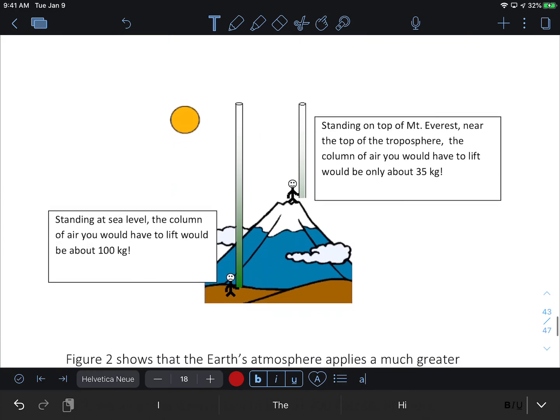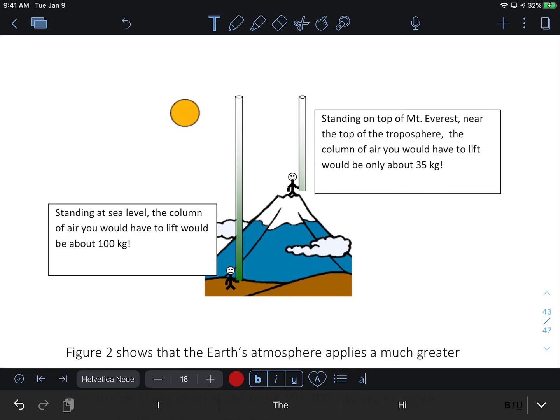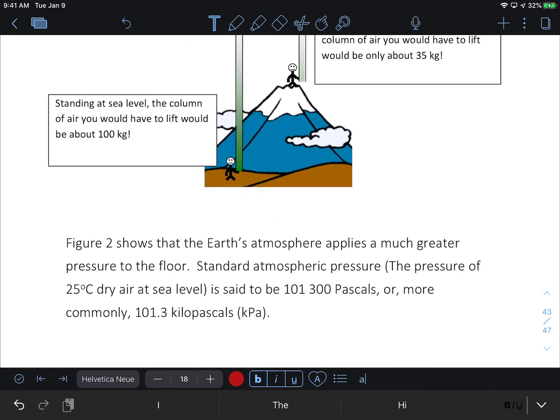So here's an example of what we can extract from all this. If you were standing at sea level, all of the air above you would be about 100 kilograms of air molecules weighing down on you. Now, this is air molecules weighing on air molecules weighing on air molecules. But when you're standing on Mount Everest, where you're at the top of the troposphere, the column of air you have to lift is only 35 kilograms because 75% of the air is gone. So that means that the amount of air pressure is very much different here. Figure 2 shows that the Earth's atmosphere applies a much greater pressure to the floor.